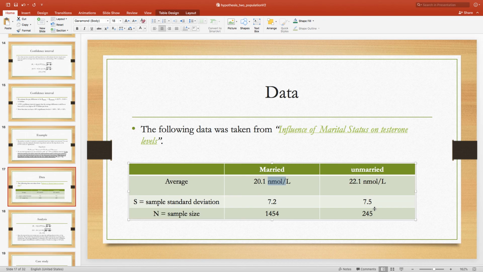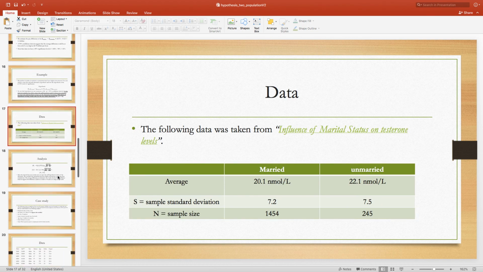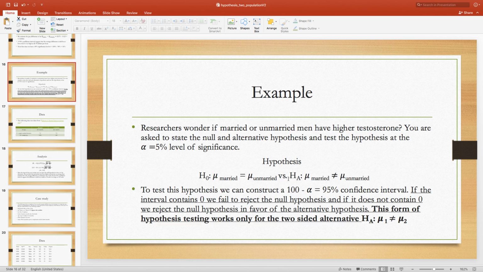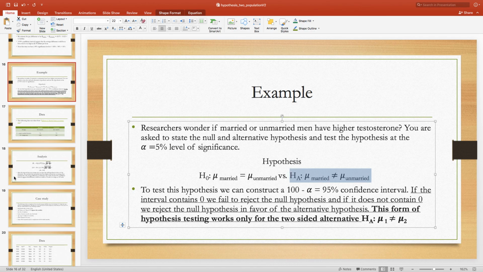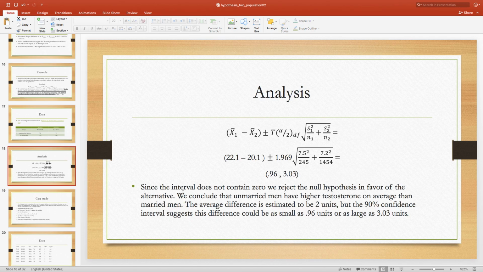This is only about 2 units difference, but the question is, could that 2 units be due to random chance in the sample, or is that an actual difference in the population? So let's go ahead and test this hypothesis by constructing a confidence interval. Because we can test a two-sided alternative, which this is, by constructing a confidence interval. So let's go ahead and do that.